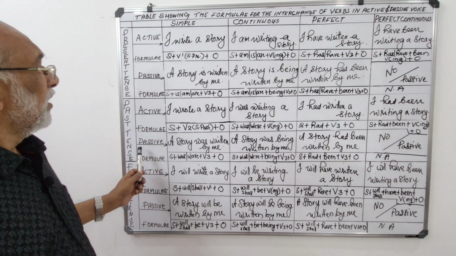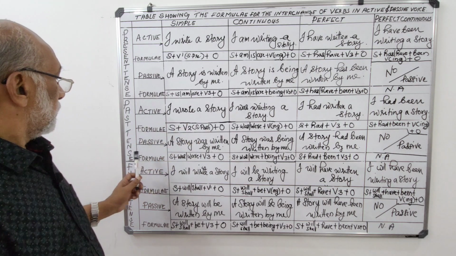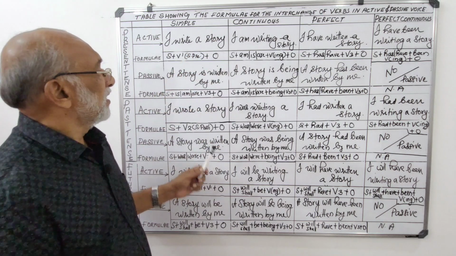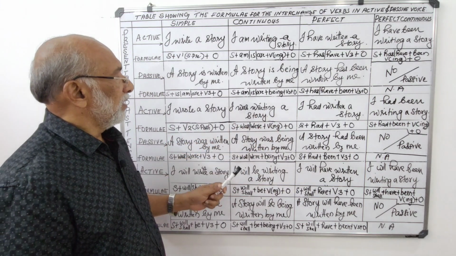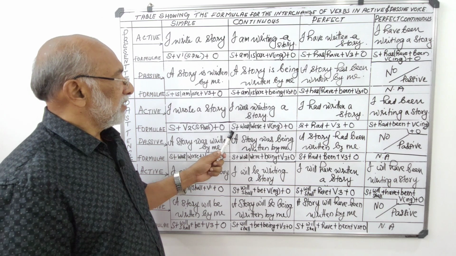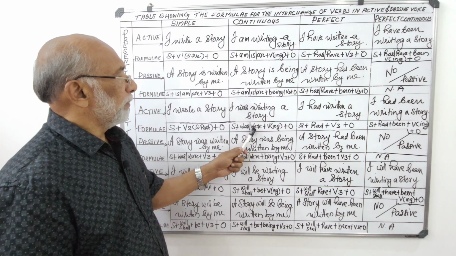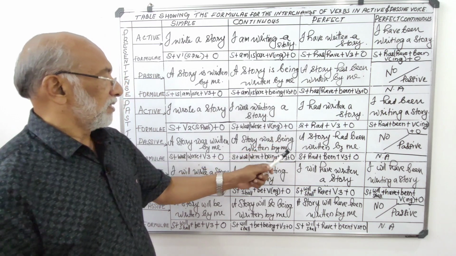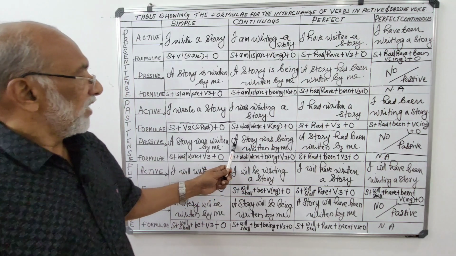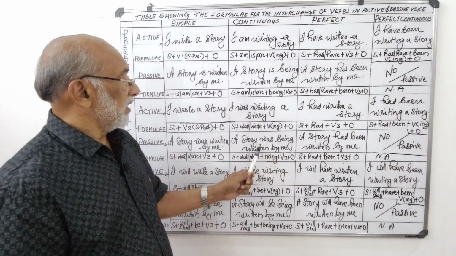And coming to past continuous tense. Past continuous tense, active voice: I was writing a story. The formula is subject plus was or were plus verb ing form of the verb plus object. And the passive structure: a story was being written by me.